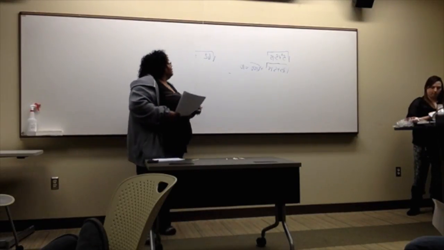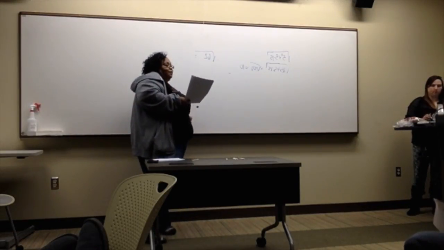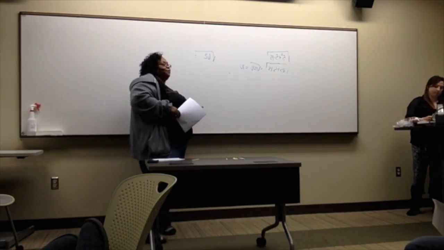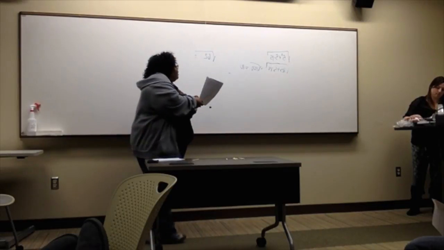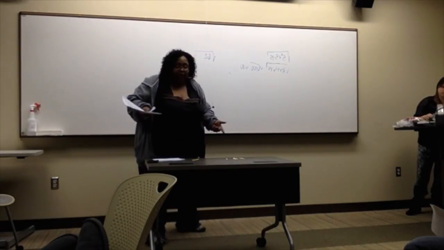Nathan, is this simplified? Yep. Why is it simplified? Because 62 is not a perfect square. That is correct. Awesome job, Nathan. 62 can't be broken out anymore.